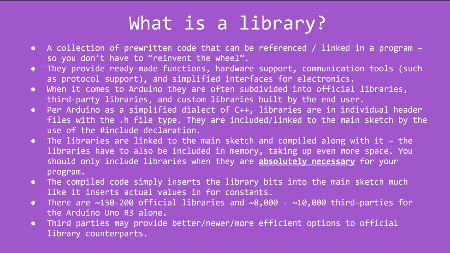There are about 150 to 200 official libraries. That sounds like a lot, but compare it to the 8 to 10,000 third-party ones that are just for the Arduino Uno Rev 3 alone. Now, third parties may also be providing better, newer, more efficient options to the official library counterparts, such as the Software Serial Library has a number of better third-party counterparts.